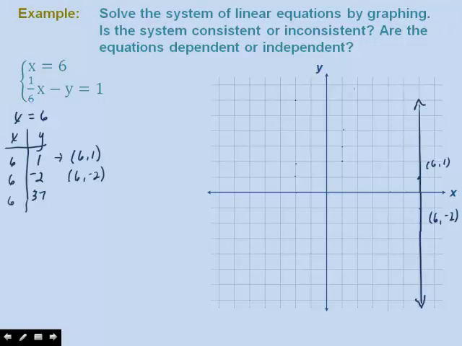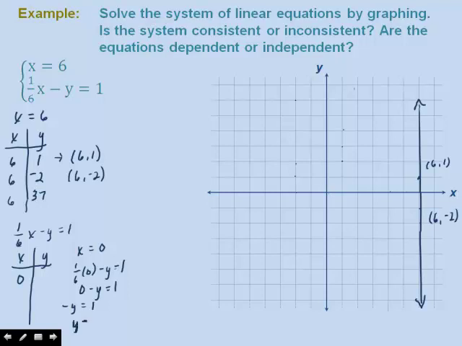Now for our second equation in this system, let's start out here by using 0 for x. That gives us 1/6 times 0 minus y is equal to 1. Anything times 0 is 0, so that's 0 minus y is equal to 1. That gives us -y is equal to 1, and if we divide both sides by -1, we get y is equal to -1.